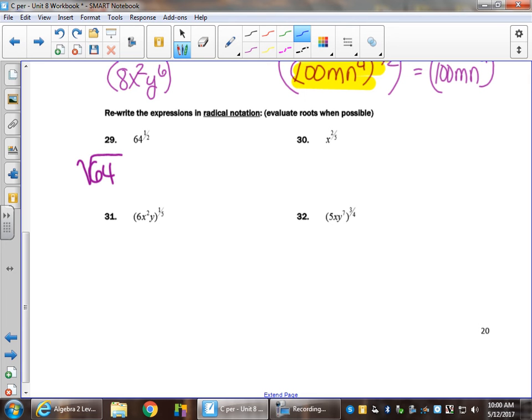Are we going to write the 1? No. I mean, we could. What is that equal to? Because, see, it says evaluate when possible. What is the square root of 64? 8. And we're done. That's it? Yeah? Yes, I'm serious. Okay, number 30.